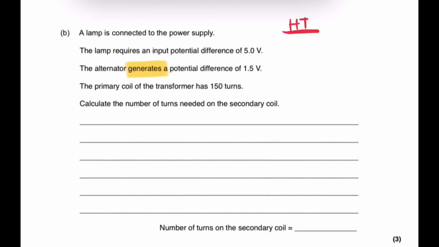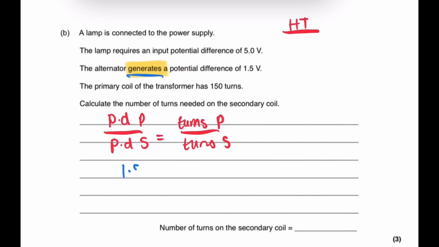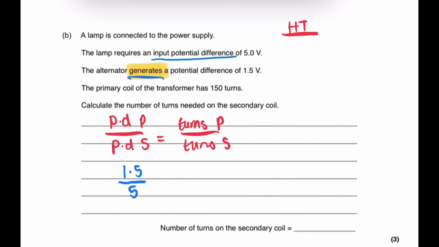So the equation for this is the PD in the primary over the PD in the secondary, which equals the number of turns in the primary over the turns in the secondary. Now let's just input all of the information we know into the equation. So it generates, therefore it has an input of 1.5 over 5 volts, which it gives, and that is going to be equal to 150 turns over what exactly we're trying to find, which is X.